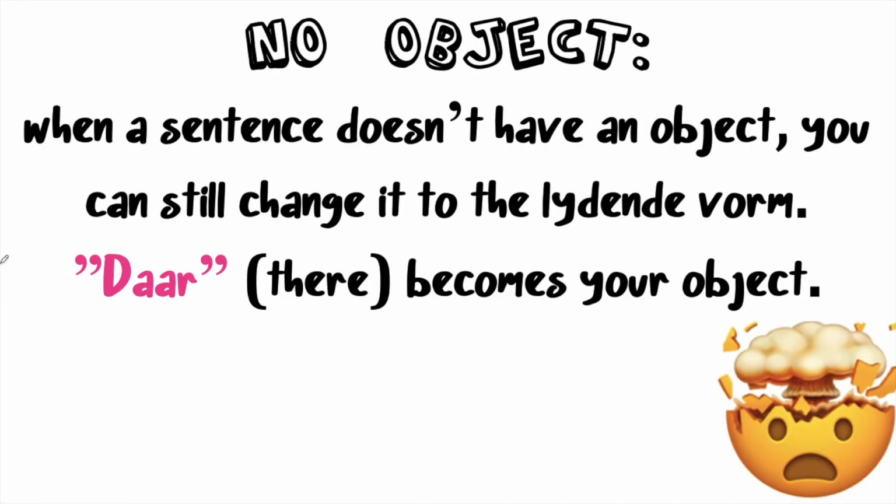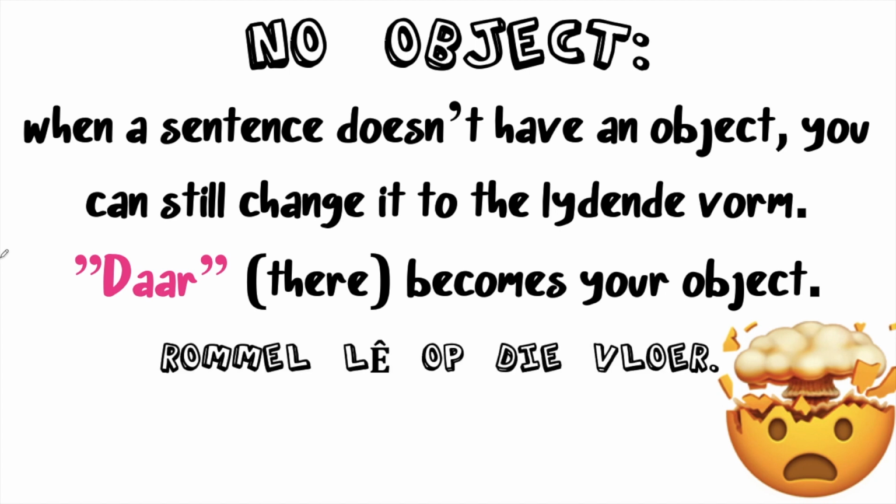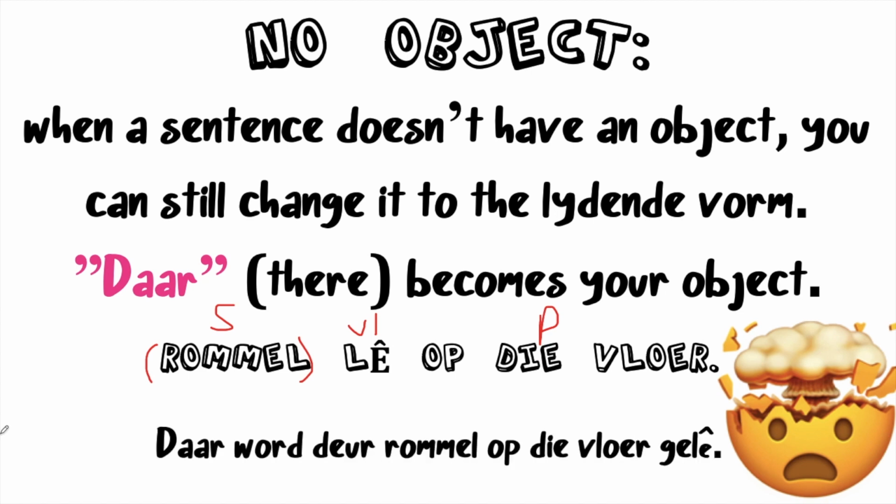And then no object. So when a sentence doesn't have an object, you can still change it to the Lydende Vorm. Daar, so there, becomes your object. Okay? So rommel lê op die vloer. If we have to apply stompie to this, rommel would be our subject. This would be the verb 1, and op die vloer would be the place. So we see we have no object, but we can still change it to the Lydende Vorm. So it's daar, and then you follow the rest of the formula. So daar word die rommel op die vloer gelê.